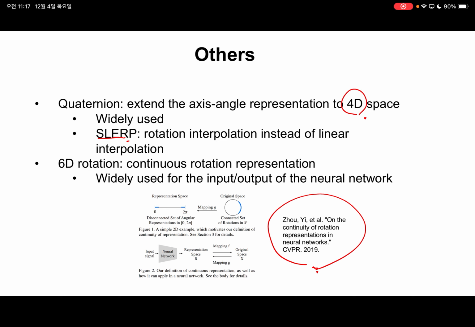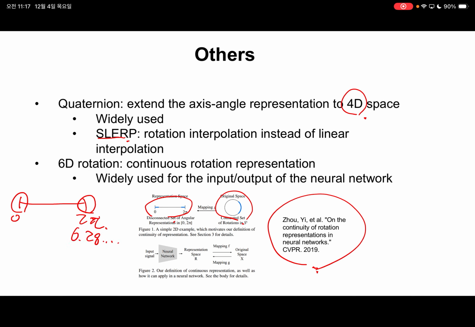So rotation is not continuous actually. You can see this figure. 0 and 2 pi represent the same rotation, right? But they have very different numbers.